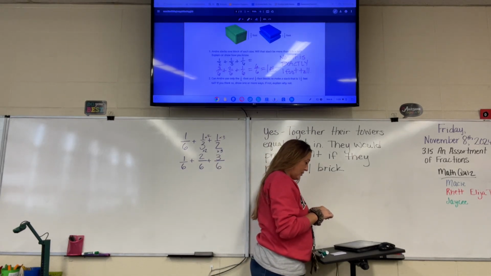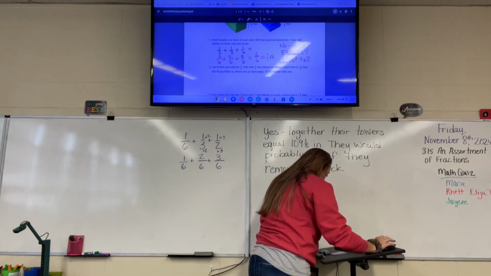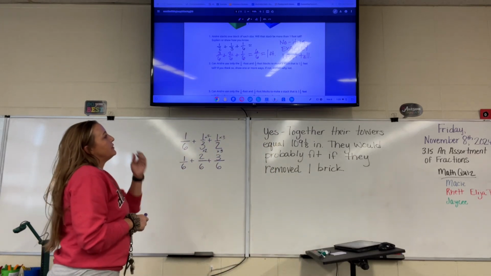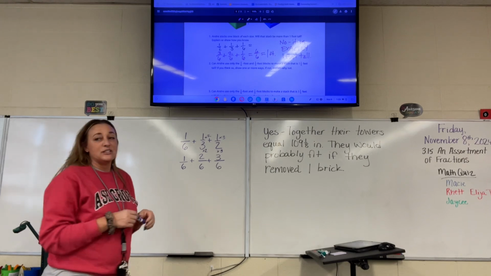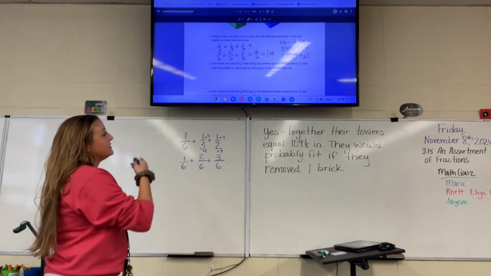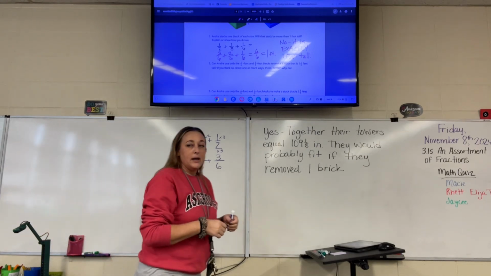Okay, so another problem is, can Andre use only the 1/6 foot and the 1/3 foot blocks to make a stack that is 1.5 feet tall? If you think so, show 1 or more ways. If not, explain why not.